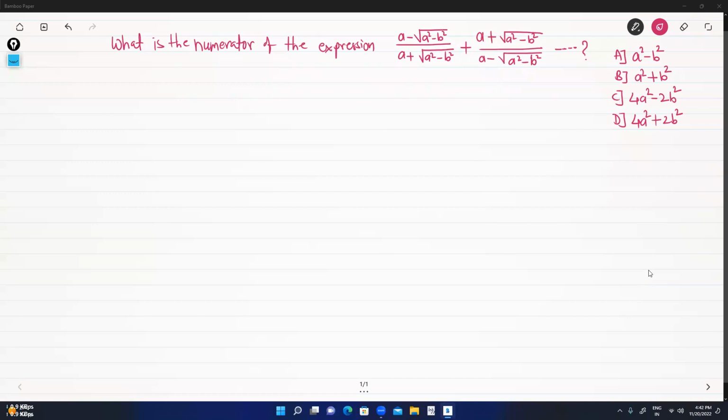Today we have another Math Olympiad problem, and without making any ado, let's start solving this. So the problem is: what is the numerator of the expression (a minus under root a square minus b square) whole divided by (a plus under root a square minus b square), plus (a plus under root a square minus b square) whole divided by (a minus under root a square minus b square)? So first we have to simplify this expression, and what will be the answer? We have to find the numerator in the final answer. So let's start solving this.